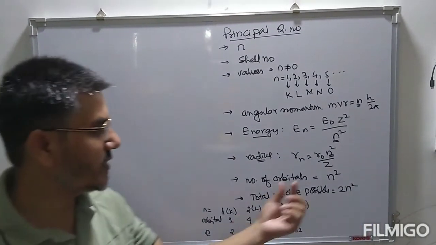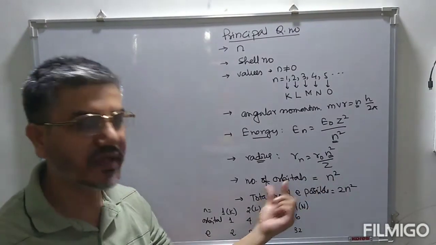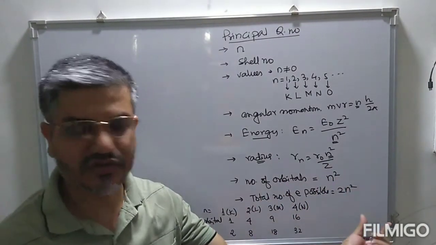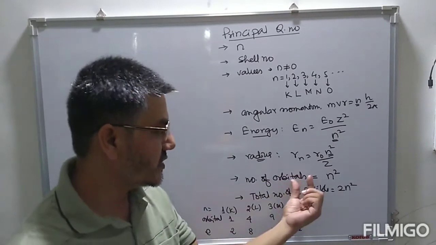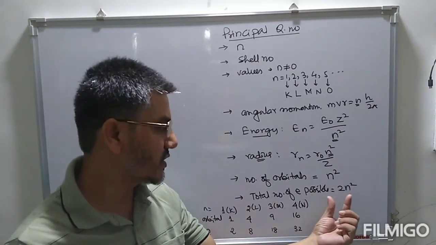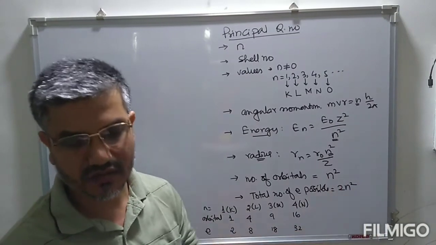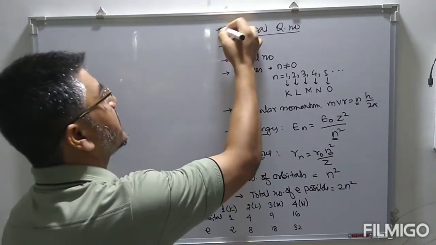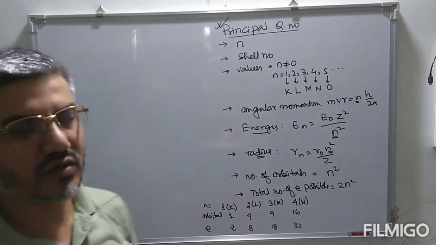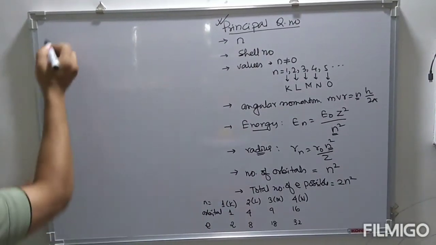So once we know the value of n, we can define how many orbitals are possible in that particular shell. And once we know the number of orbitals, we can easily predict how many electrons can be fit in that particular shell. So this is the first quantum number, that gives you the principal quantum number.